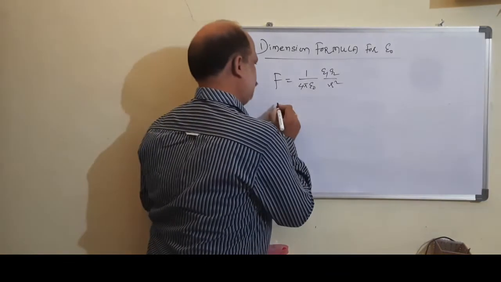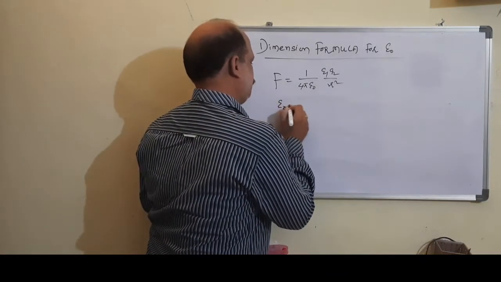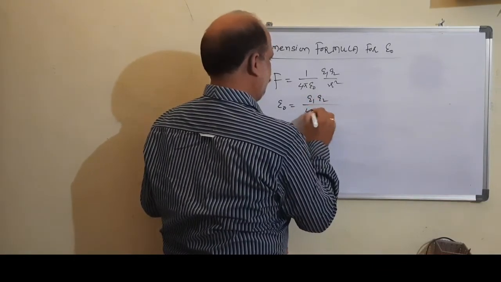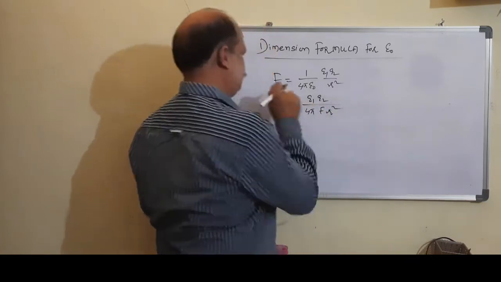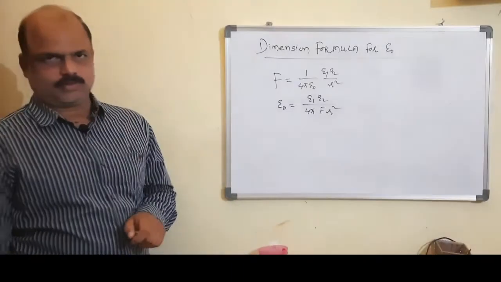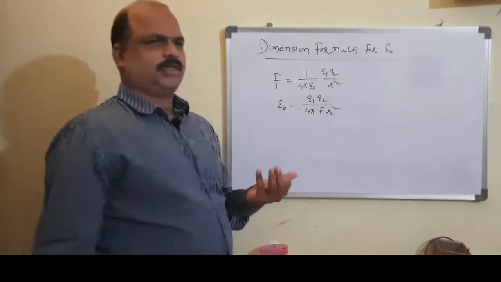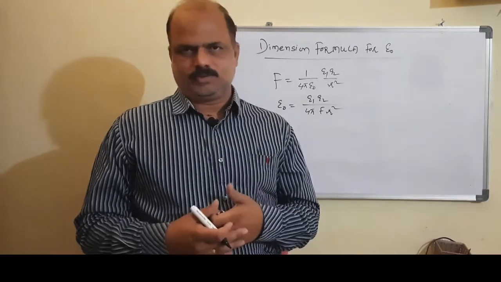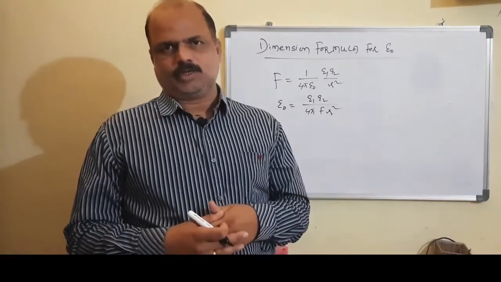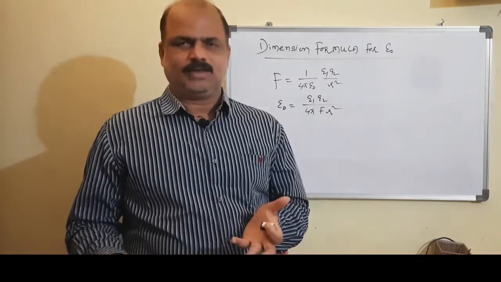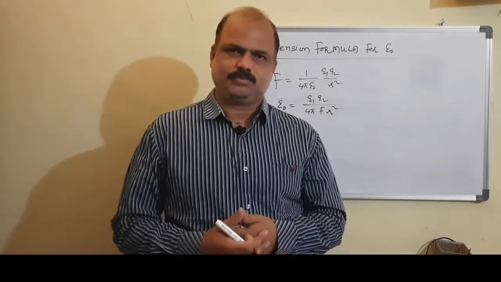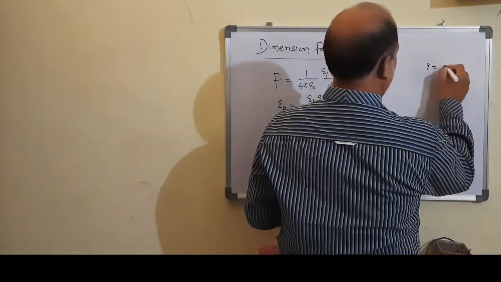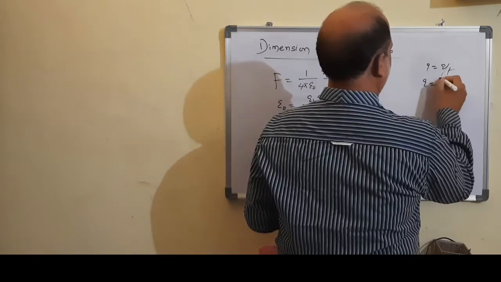So here epsilon naught is equal to Q1 Q2 divided by 4 pi F R square. We know the basic definition of charge: I is equal to Q by T, so Q is equal to IT. In terms of I, here we use A. A means ampere. Please recall, I is equal to Q by T, Q is equal to IT.